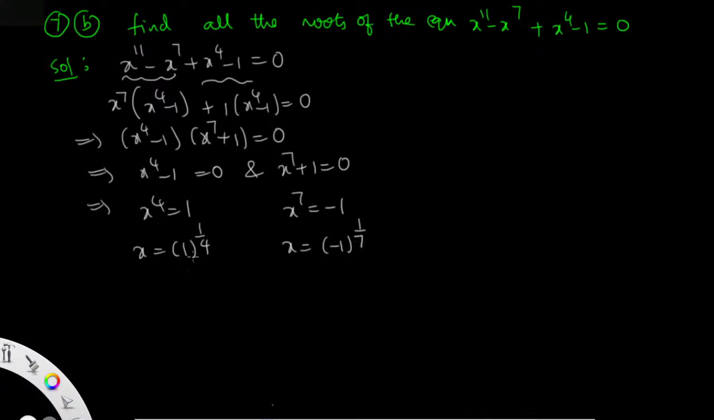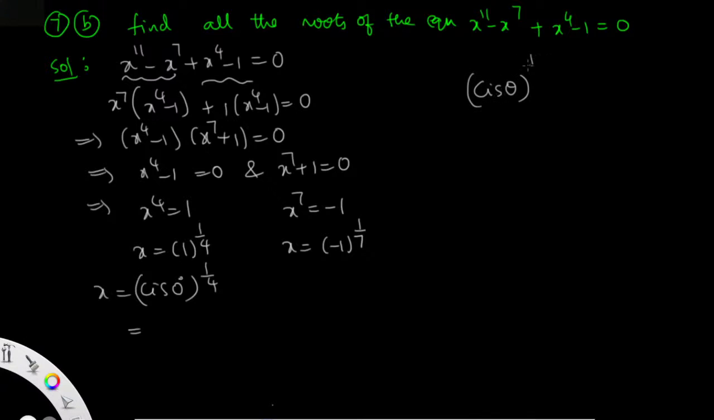Previously we have completed this, but here it is 7, which represents 7 values. Find the 7 roots of minus 1. So same thing, write x equals 1 whole to the power of 1 by 4, which is in the form of (cis theta) whole to the power of 1 by n.